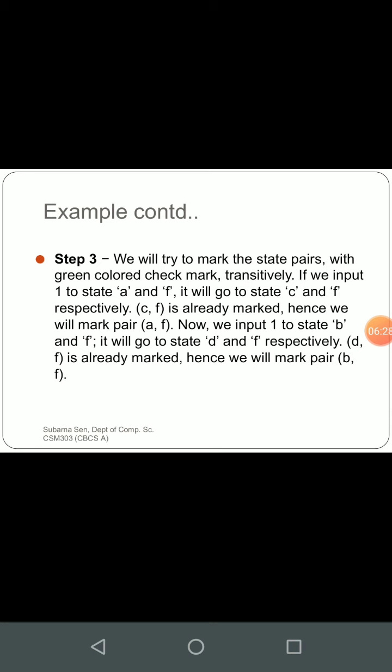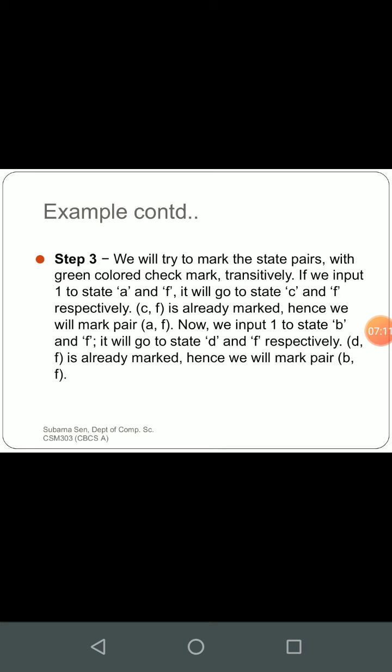We will try to mark the state pairs with a green color check mark transitively. We will see the green check mark in the next slide. If we input 1 to state A, you can try with other states, but it will not be possible. Whatever is possible, I have kept in my slide. If we input 1 to states A and F, it will go to states C and F respectively. Please consult the diagram or the table, whichever is easy for you. If we put 1 to state A, it will move to F, and we are trying to make pairs of those which are unmarked pairs.